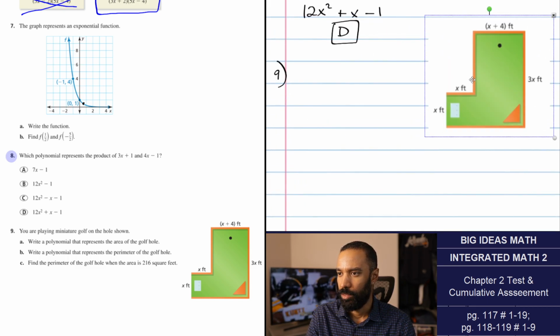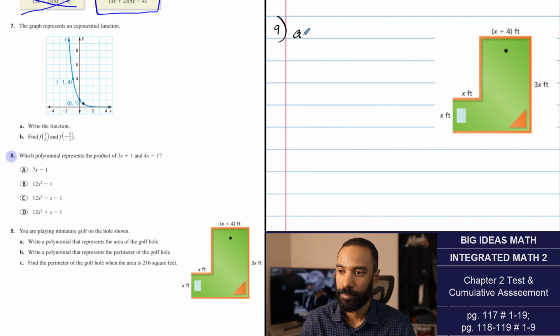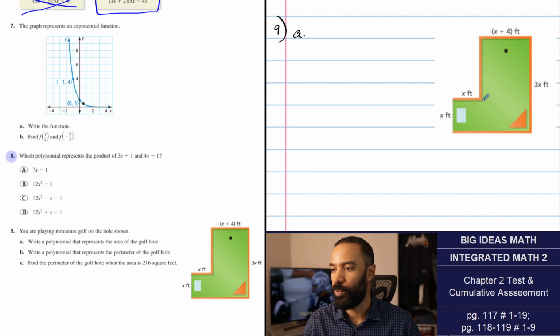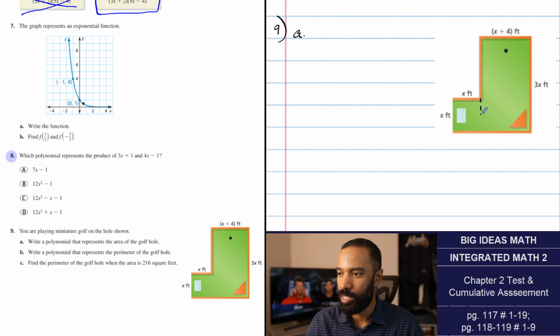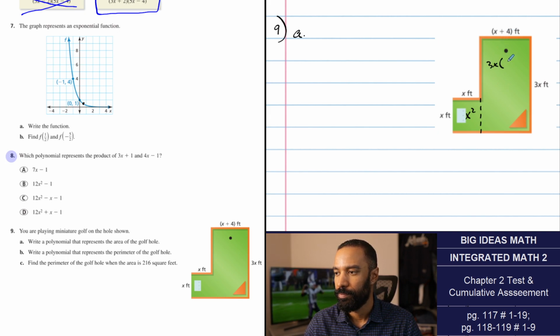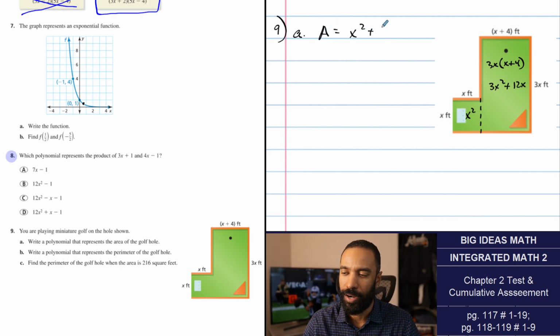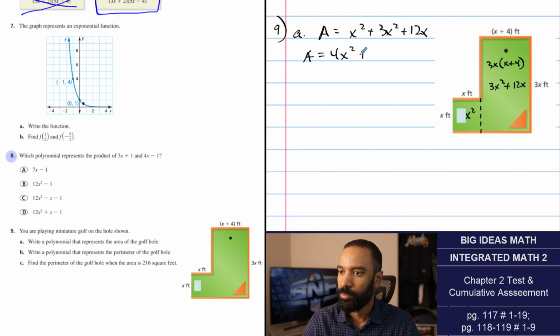Okay. Let's begin on part A. Find the area. Now the area can be broken up in different ways. I'm going to splice this down here where you have an x by x square, which is x squared, plus this x to the 4th times 3x, or x plus 4 times 3x, which gives you 3x squared plus 12x. So your area comes from adding those two, x squared plus 3x squared plus 12x. So you get 4x squared plus 12x as your entire area.